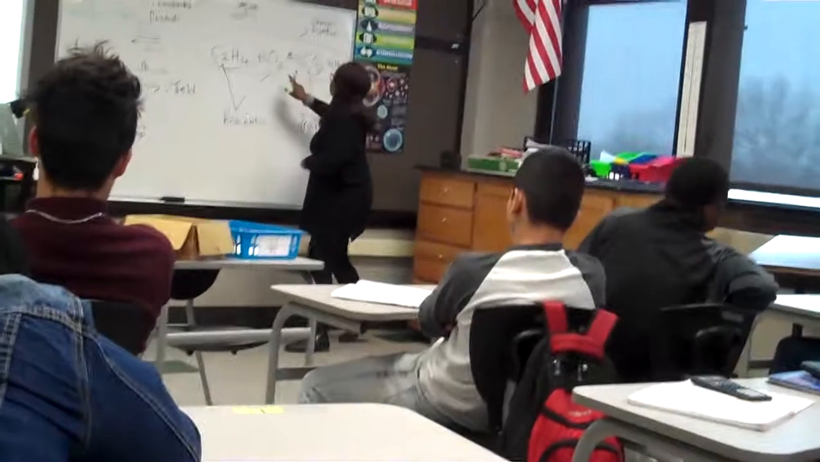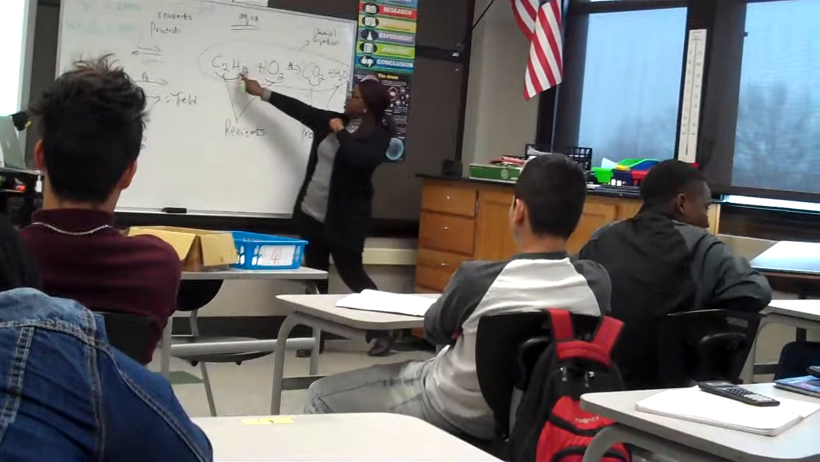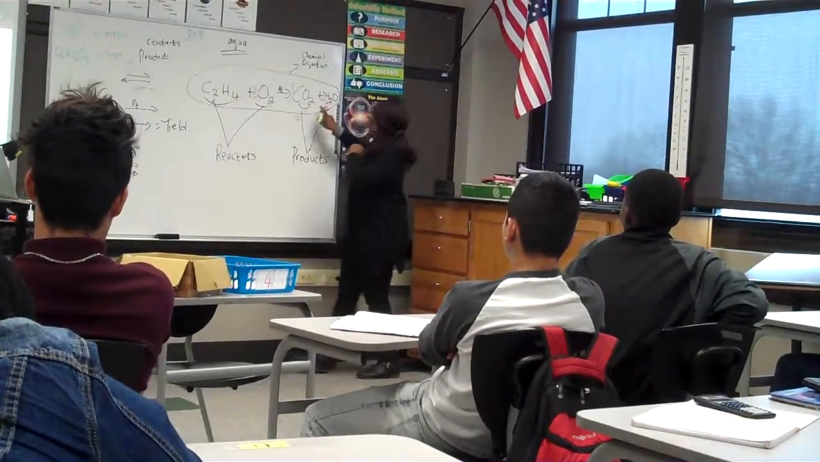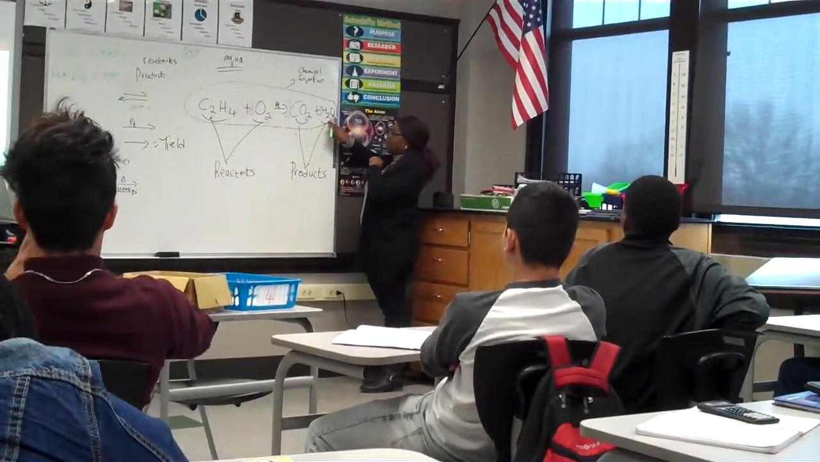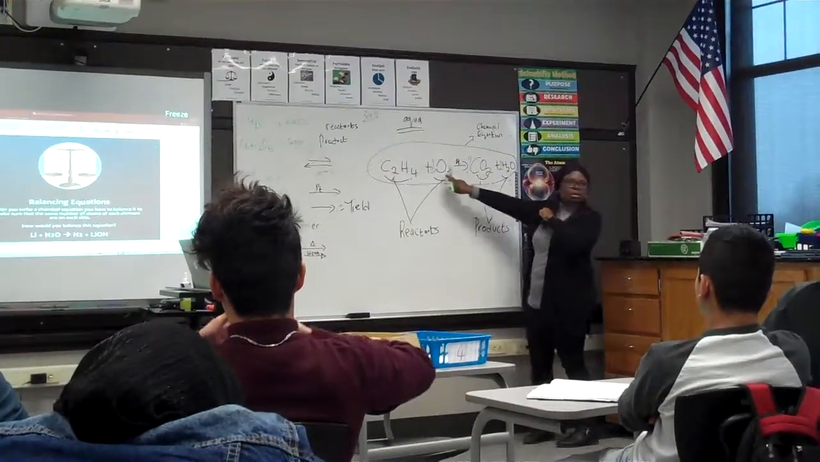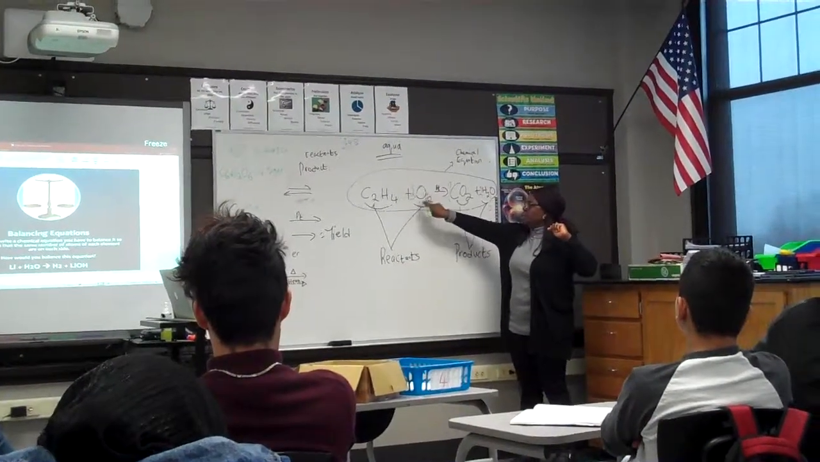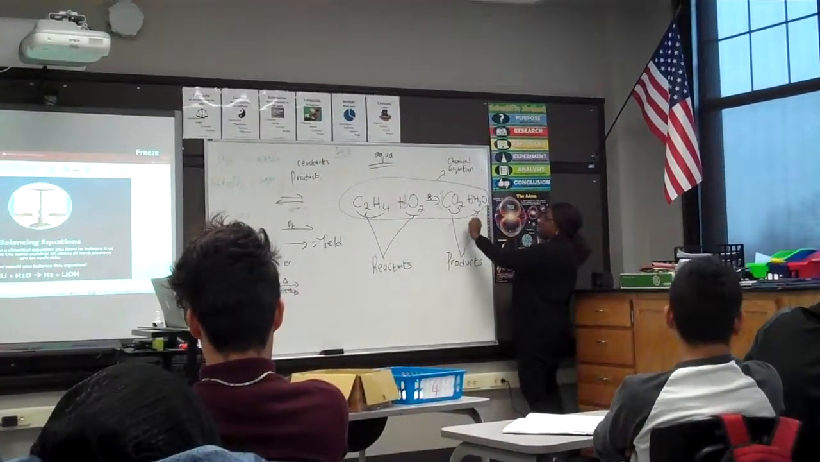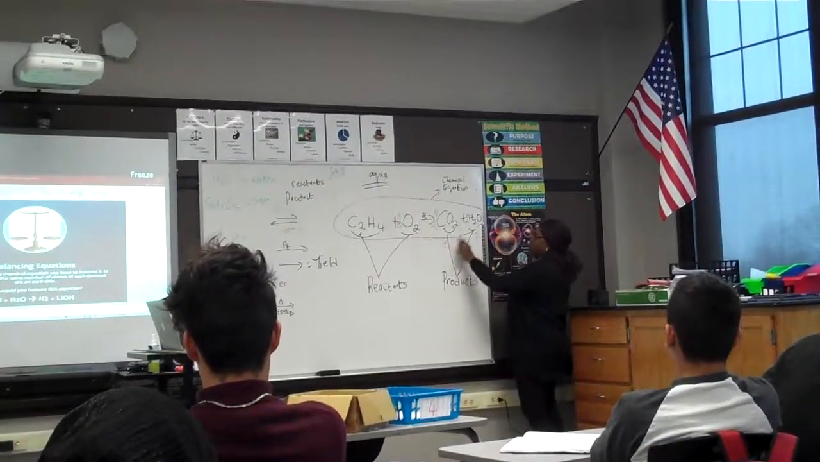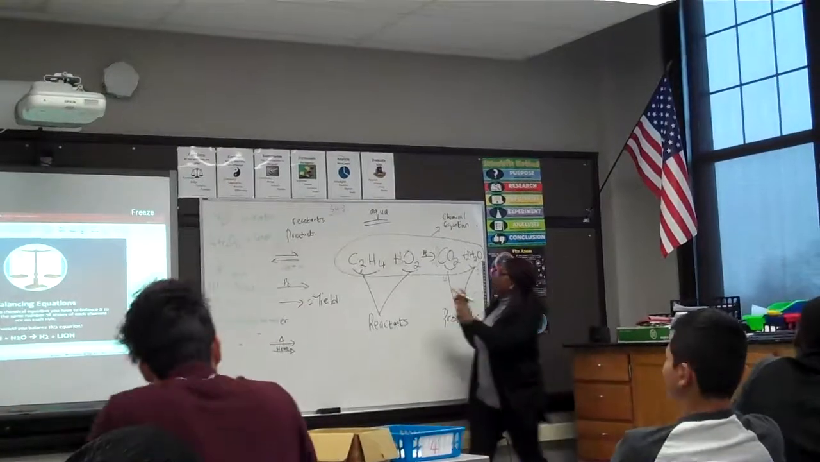So now let's look at the equation again. How many carbon do we have? 2. How many do we have here? 2. How many hydrogen do we have here? 4. How many hydrogen here? 4. How many oxygen? 6. Please don't add. You're multiplying. How many oxygen? 6. And how many oxygen here? 4. How many here? 2. Making a total of what? 6.